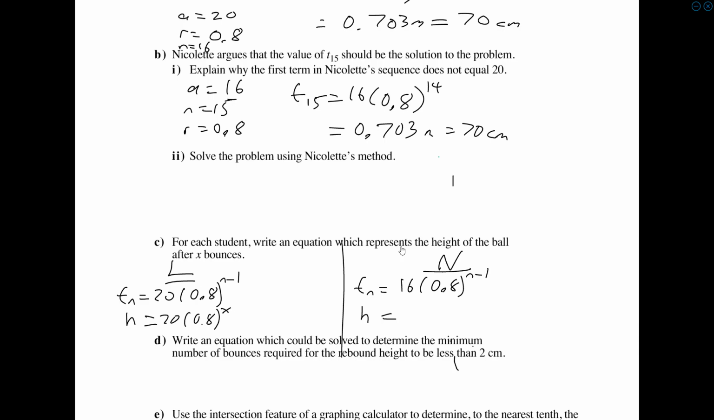Call this one, and let's just call this one 16 to the power of. Cool. The difference is this one's accounting for the extra bounce from the first one.